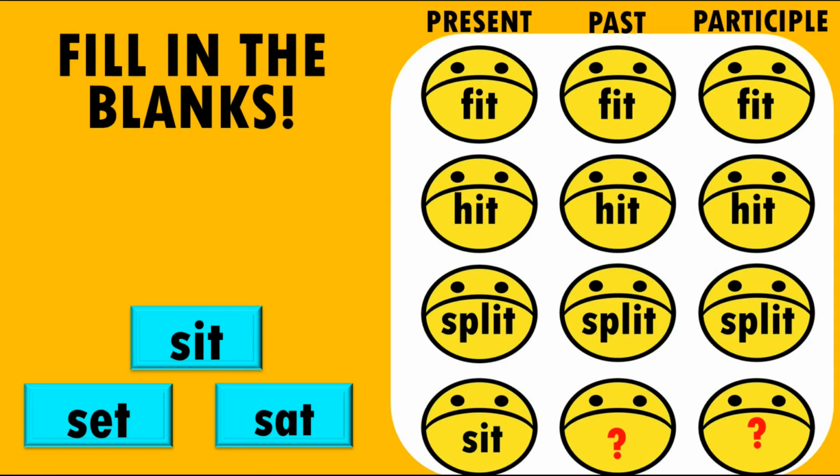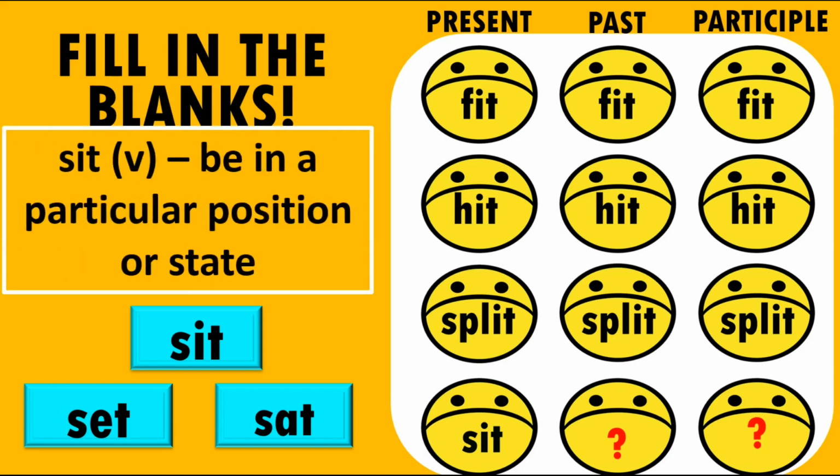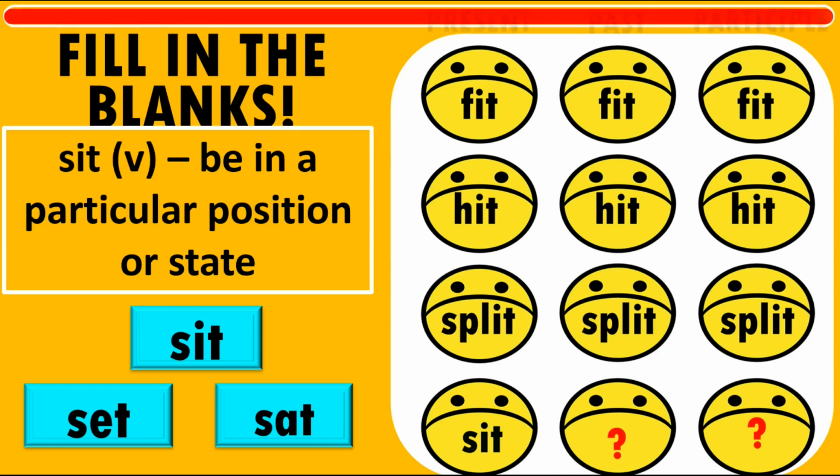Okay, so there's a change to the game. So if you look, we have verbs in the present tense, verbs in the past tense, and verbs in the past participle. Now these three verbs belong to me: fit, hit, and split. The verb that belongs to you is the verb sit. What does the verb sit mean? It means to be in a particular position or state. All you have to do is to select from the three verbs on your left the verbs that should fit in the past and in the past participle. Now guys, you only have 10 seconds and it starts right now.